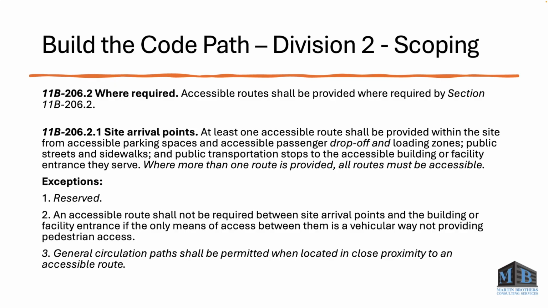We have some exceptions. Number 1 is reserved, not adopted by California. Number 2, an accessible route shall not be required between site arrival points and the building or facility entrance if the only means of access between them is a vehicular way not providing pedestrian access. Exception 3, general circulation paths shall be permitted when located in close proximity to an accessible route. Okay.